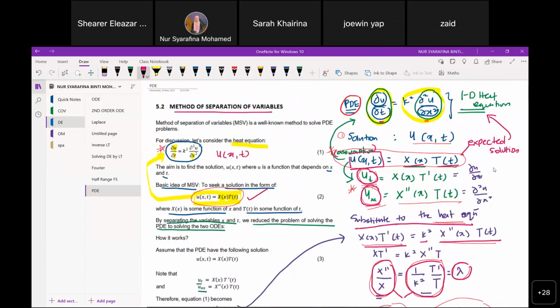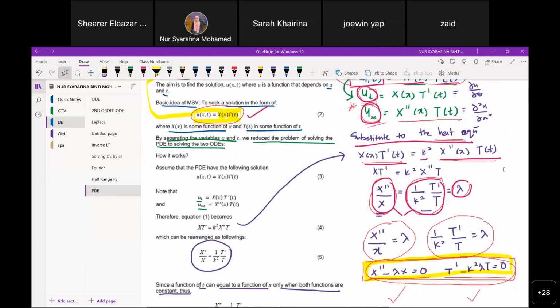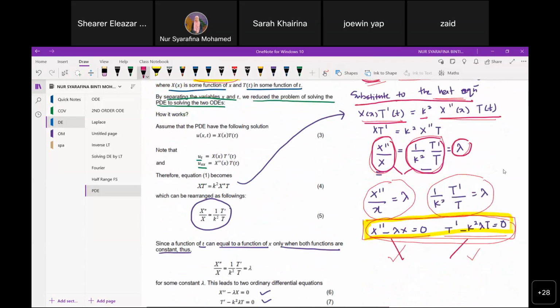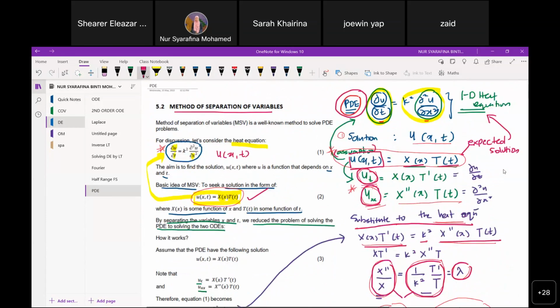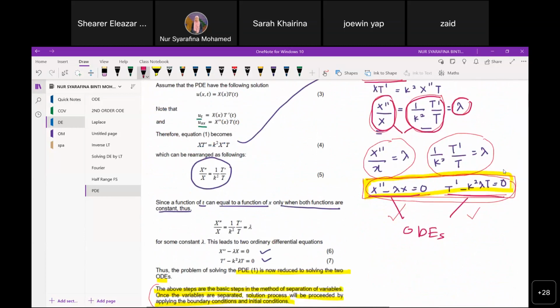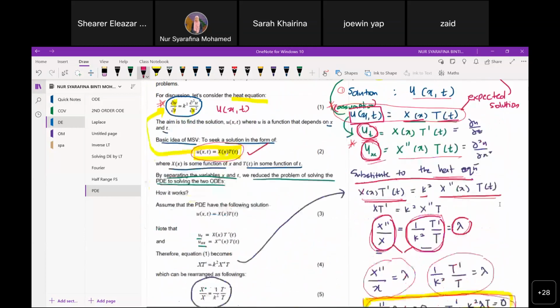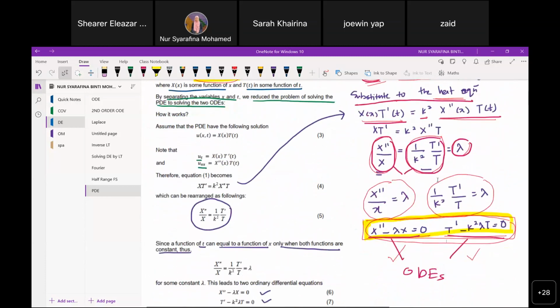So from this PDE, it is reduced to two ODEs. This is a second order differential equation, and this is a first order differential equation. Instead of this PDE, we now have these two ODEs. Then by using the method of separation of variables, we are going to solve the PDE based on the ODEs that you obtain. So this is the first step in solving the PDE. Is that clear, everyone?